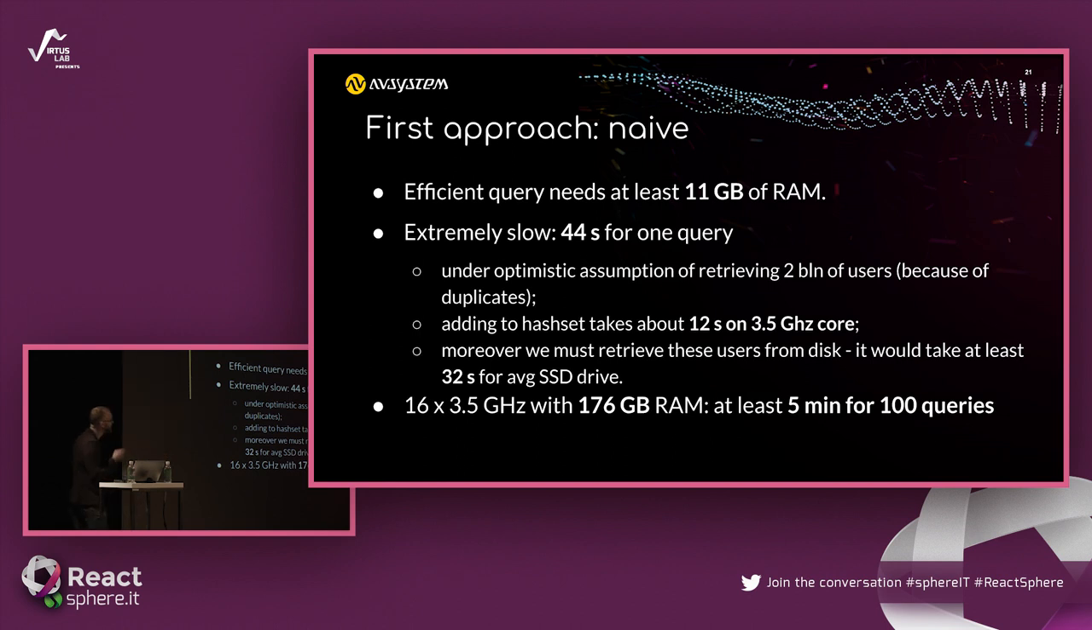Efficient query needs at least 11 gigabytes of RAM. It's extremely slow. It needs at least 44 seconds for one query. Under the optimistic assumption of retrieving 2 billion users because of duplicates, adding two hashes takes about 20 seconds on a 3.5 gigahertz core. Moreover, we must retrieve these users from disk. It would take at least 32 seconds for an average SSD drive.